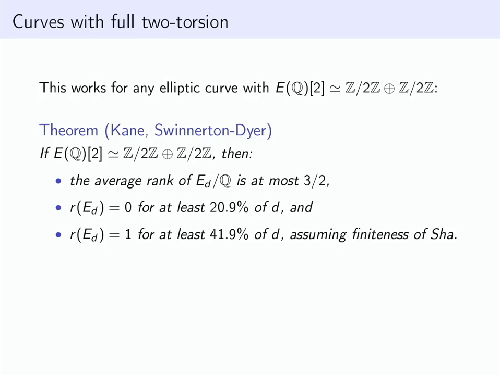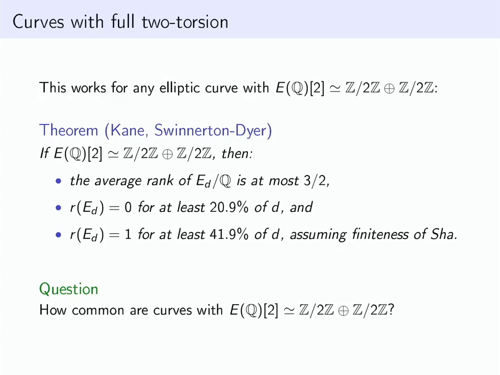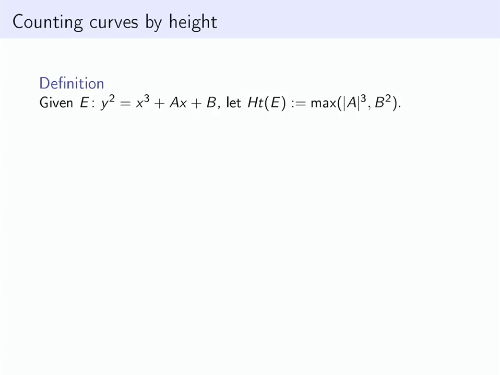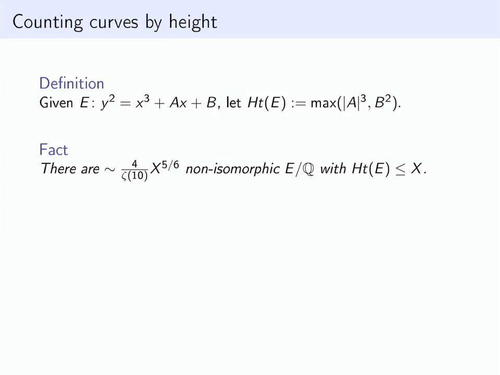But that feels like a pretty special condition. And you can ask, how common are these elliptic curves with full 2-torsion? Well, now I need to say a little bit about how I'm ordering elliptic curves. We're doing so by height. Given an elliptic curve in short Weierstrass form with integral coefficients, let the naive height be the max of a cubed and b squared. And it's a pretty basic fact that there are 4 over zeta(10) times x^(5/6) non-isomorphic elliptic curves of height up to x. The x^(5/6) comes from 1/3 plus 1/2. The 4 is because we're allowing plus or minus in each of these variables.